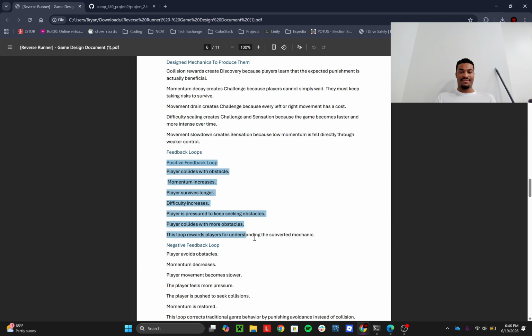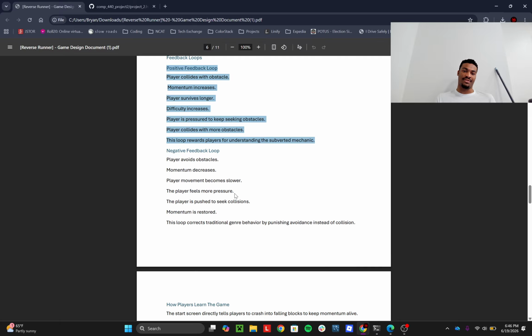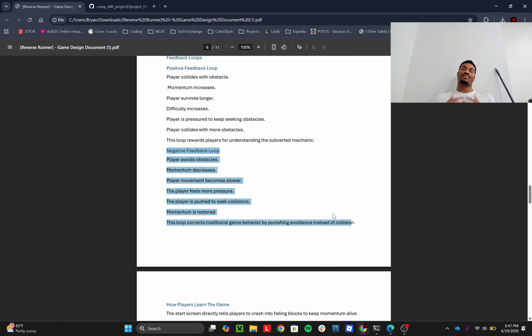Now, for the positive feedback loop, you hit an obstacle, gain momentum, survive longer, reach higher difficulty, then continue seeking obstacles. The negative feedback loop is avoiding obstacles, then you lose momentum, you become slower, and then you feel the pressure and the need to seek the obstacles again.